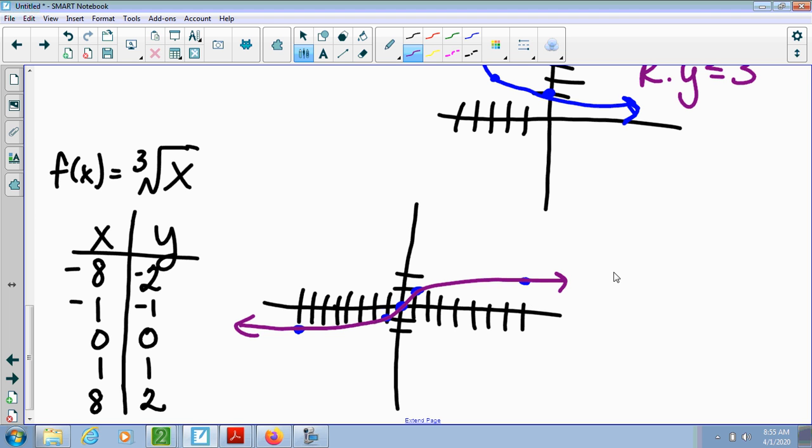So if you want to write that down, we got 1, 1, and then we have 8, 2, and you also do it in the other direction. 1, 1, and then 8, 2 from the original point. Okay, because the cubed root of 8 is 2. The cubed root of 1 is 1.